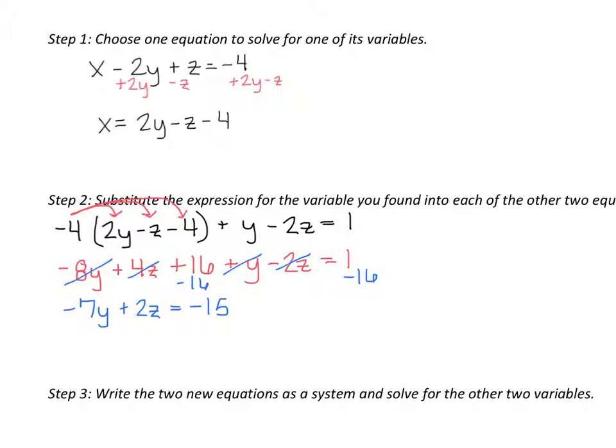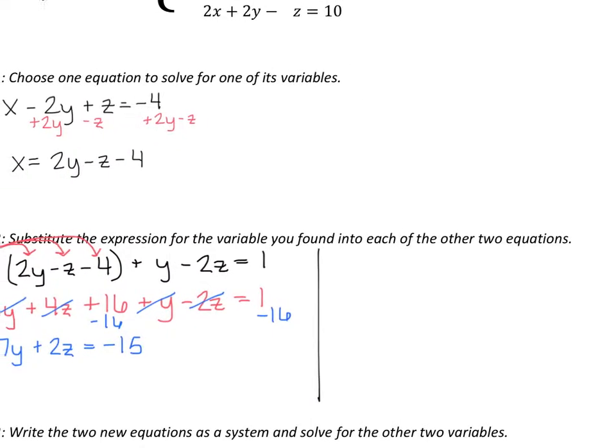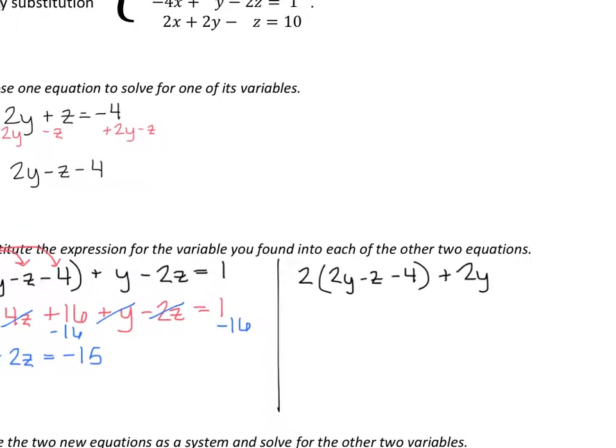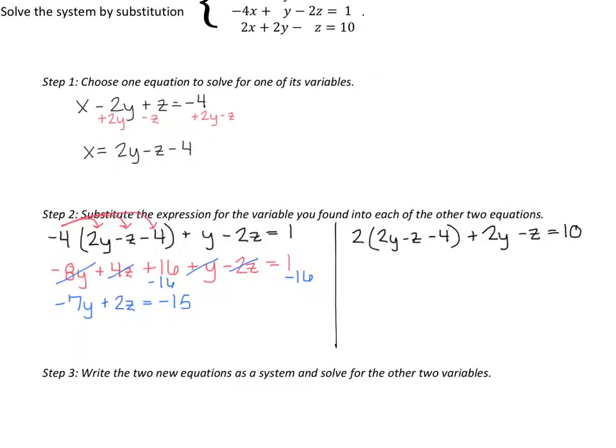So that really complicated equation we got down into just two variables equal to a number. Alright, let's do the same thing with the third equation. So 2x plus 2y minus z equals 10, and we're going to replace the x with our 2y minus z minus 4. So it'll be 2 times 2y minus z minus 4 instead of x. Follow the same steps we did just a second ago.